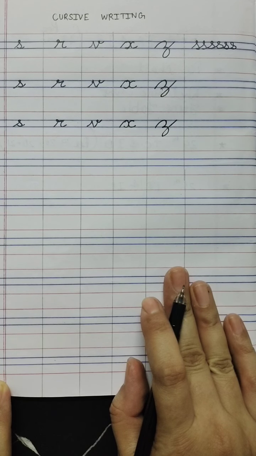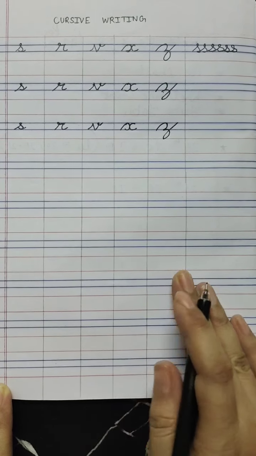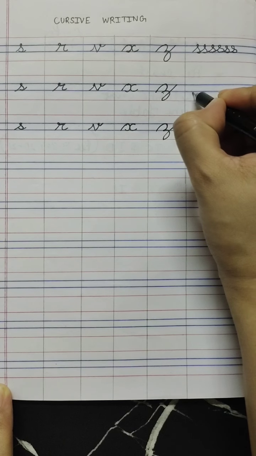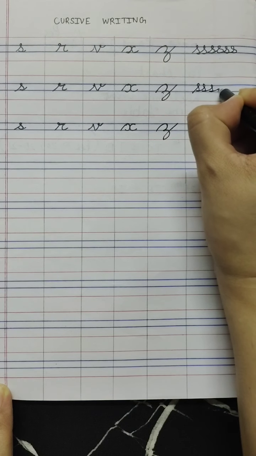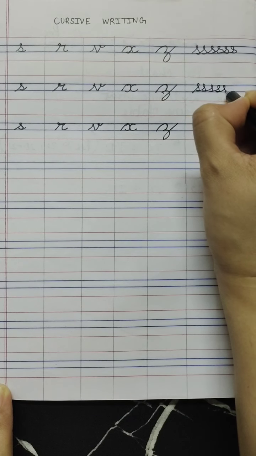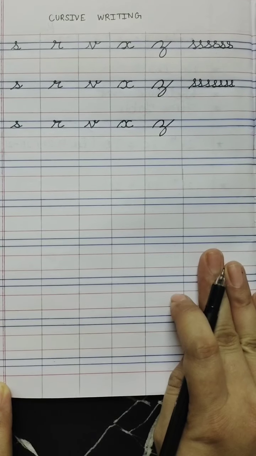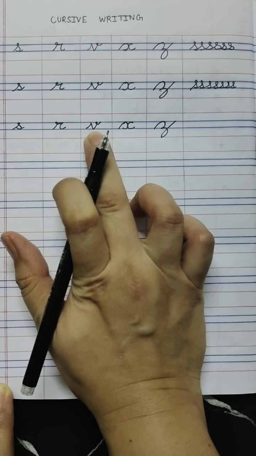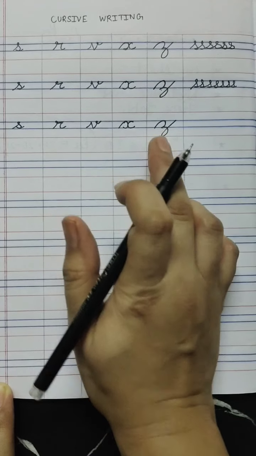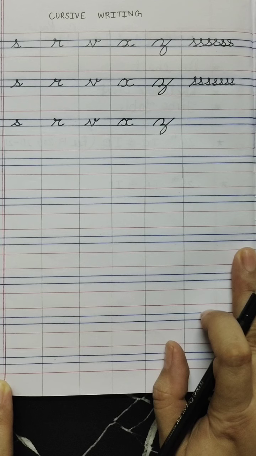So children, these are the formations of the letters S, R, V, X and Z. Firstly, you need to practice the basic S-shape formation like this, because if you know this, you can easily make the letters S and R. The formation of V is different. It is pointed. It's not like U. And X and Z are similar.